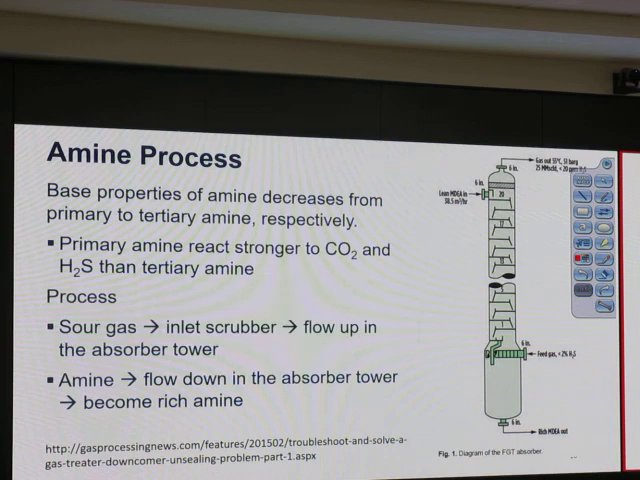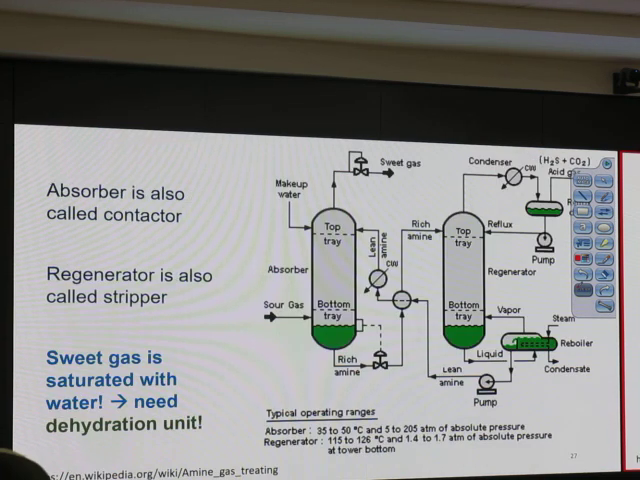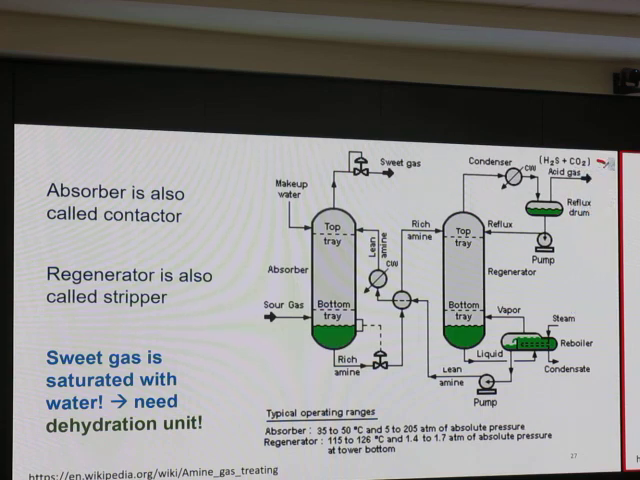And then gas goes up into the absorber tower. Amine flows down in the absorber tower as lean and becomes rich. The absorber tower is used for absorption, which means catching those things into itself and becoming a rich amine. The absorber we also call the contactor. This one is called the regenerator.